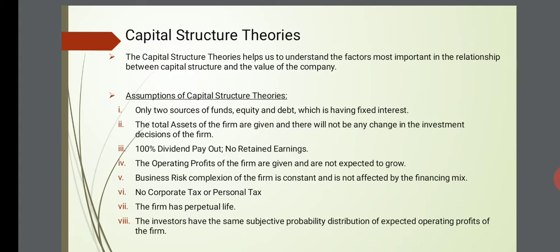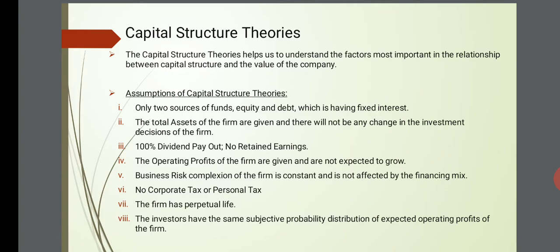The operating profits of the firm are given and are expected to grow. Business risk complexion of the firm is constant and is not affected by the financing mix. So even if you change your debt component, the business risk won't change. There is no corporate tax or personal tax. The firm has perpetual life. The firm is never coming to an end.